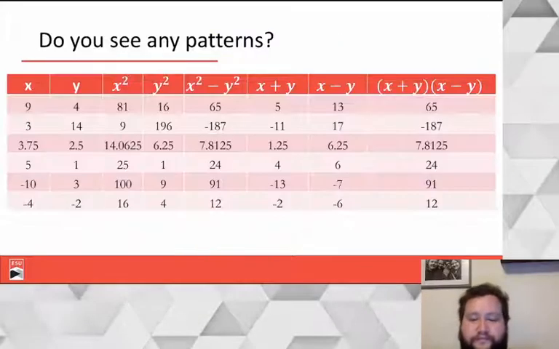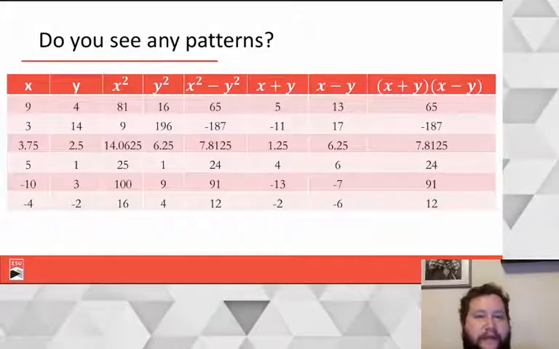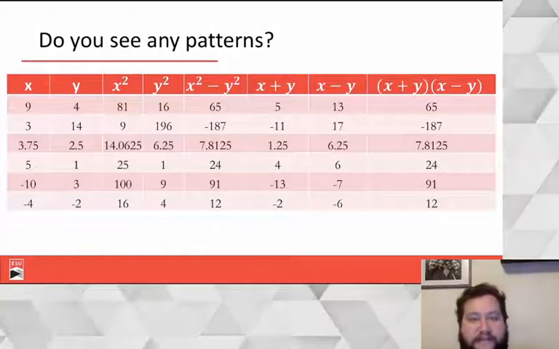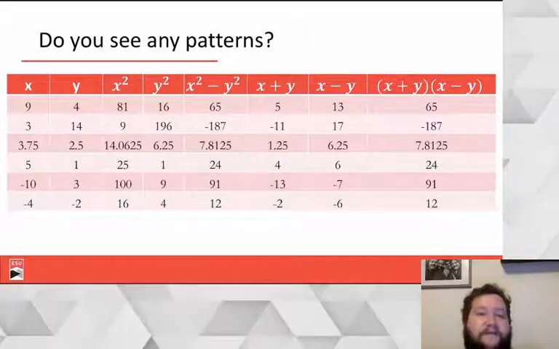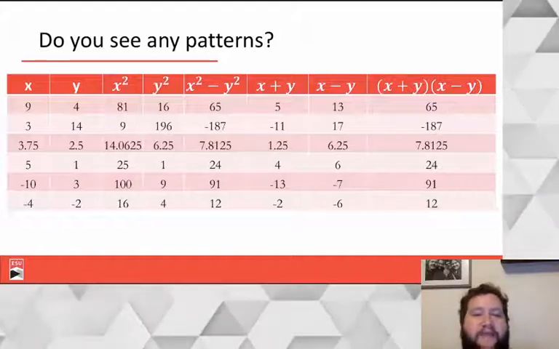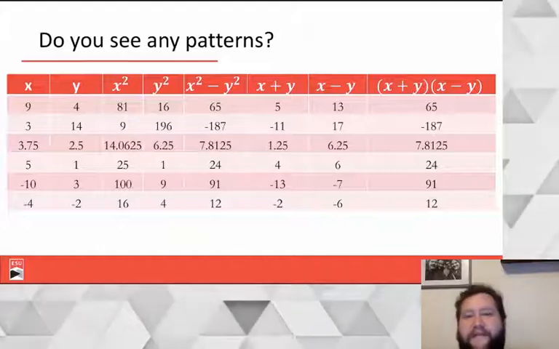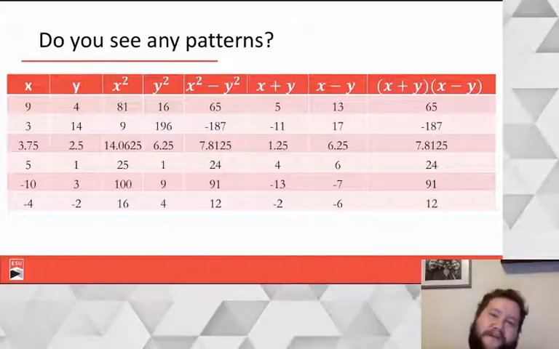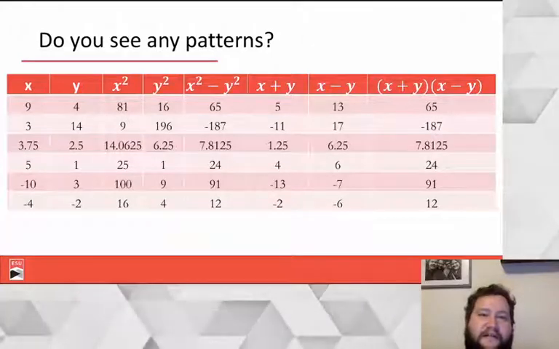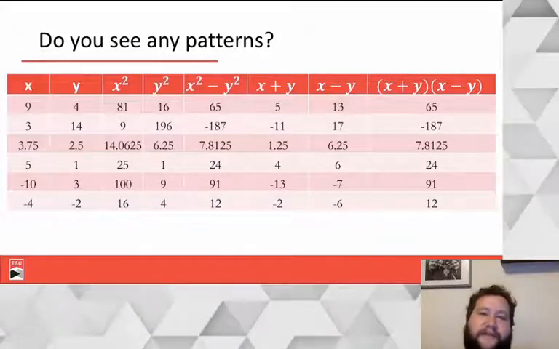So let's look for another pattern. So here we have some x's and y's. I have positive numbers, negative numbers, some fractions. I have the square of x and the square of y. And then I have my x squared minus y squared. I have an x plus y and x minus y. And then I have an x plus y and an x minus y multiplied together.